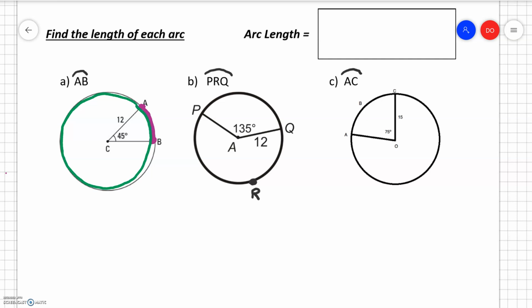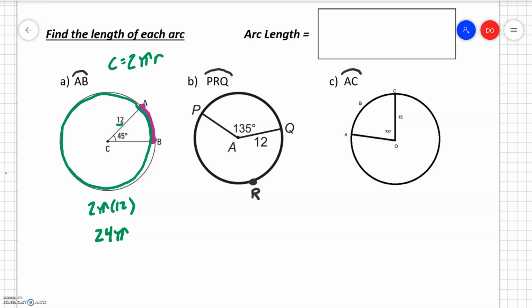So we know how to find the circumference of a circle. Circumference equals 2 times pi times the radius. So 2 times pi times the radius, and it looks like the radius here is 12. So 2 times pi times 12 simplifies to 24 pi. So 24 pi is the distance if you walked around the entire circle.